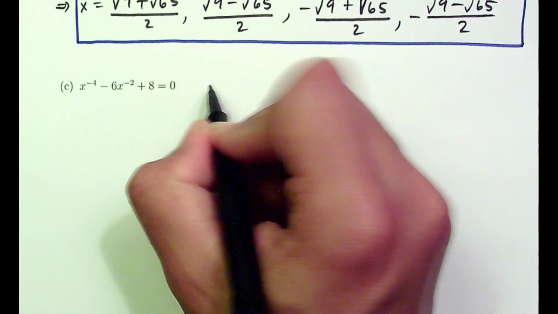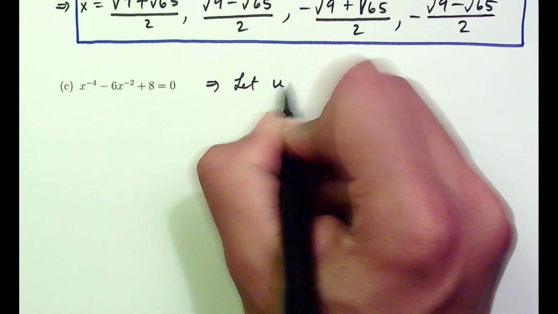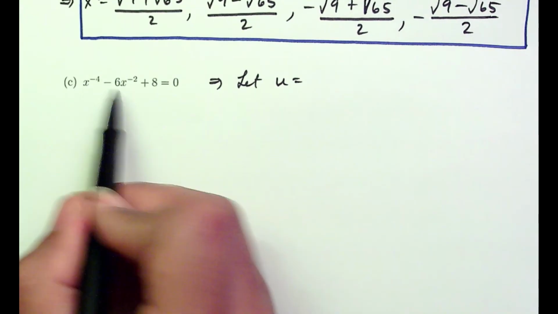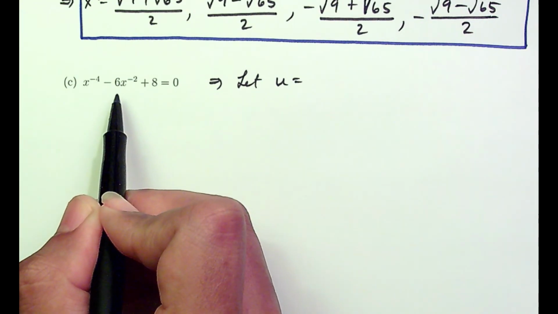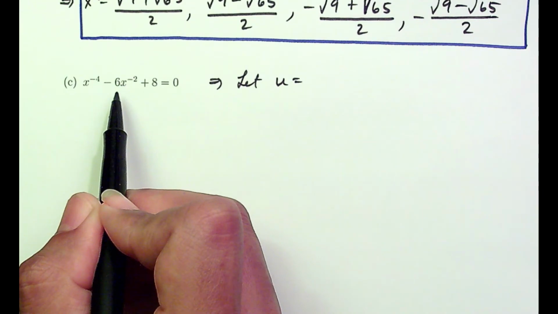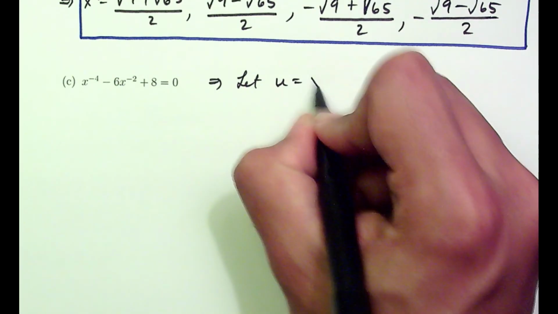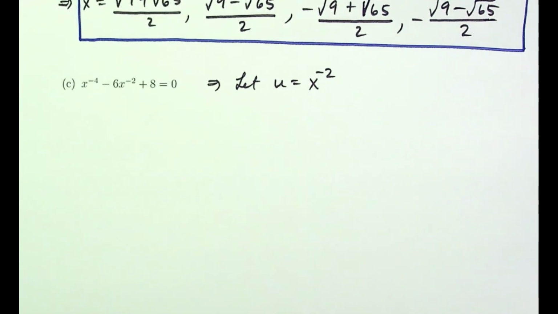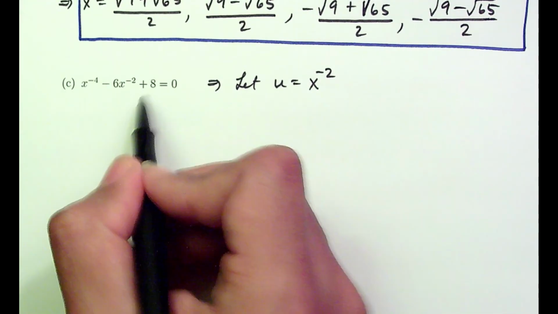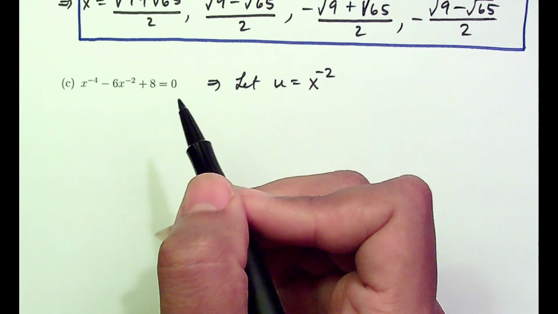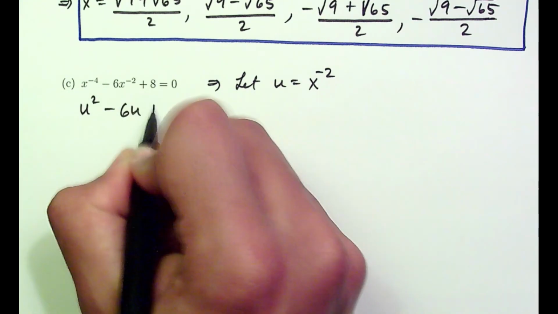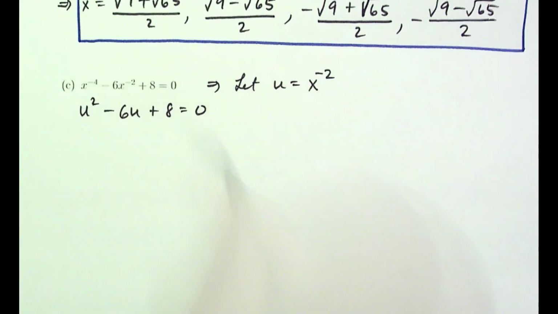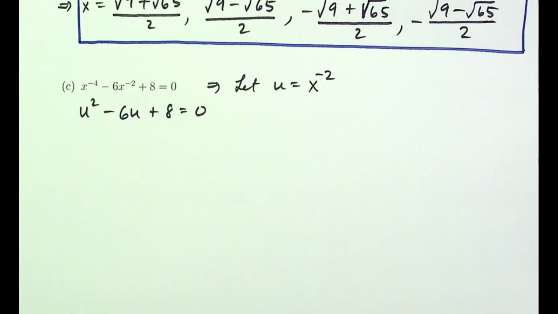And then we make the substitution. Let u be the middle term, ignoring the coefficient. So the middle term is negative 6x to the minus 2. So we just let u be the middle term without the minus 6. So this is going to be x to the negative 2. And then just as before, this is going to become a true quadratic equation: u squared minus 6u plus 8 equals 0. So you see that's a pattern: square, exponent 1, and then the constant.